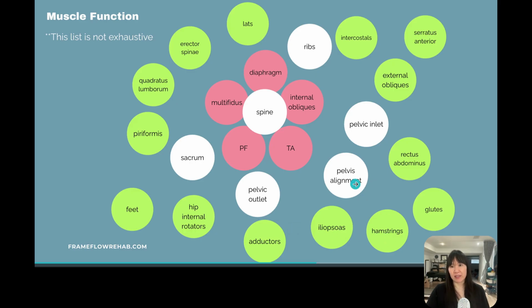And then, of course, pelvic alignment, we're thinking of psoas and hamstrings and glutes. And then rectus abdominis is also towards the front side of the body, so that's why that is over there, external obliques, and then, of course, serratus. So we want to make sure that we're thinking about the indirect muscle structures and not just these pink guys. We have to look farther beyond.